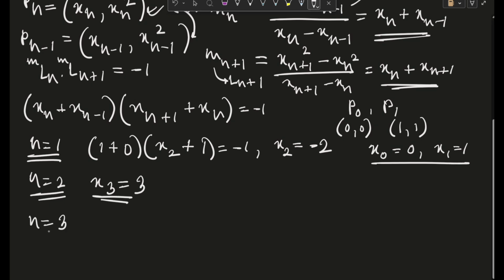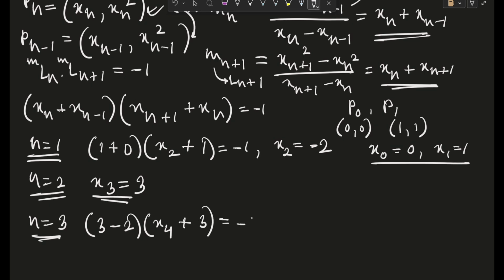Let's calculate n equal to 3. I guess we can already notice what will come, but anyway, we will calculate one term more so that we can be confirmed. For n equals to 3, this will be x3 plus x2, times x4 plus x3, and this is equal to minus 1. So our x4 comes out to be minus 4. So the sequence goes on like 0, 1, minus 2, 3, minus 4. The next term will be 5, after that minus 6 and so on.